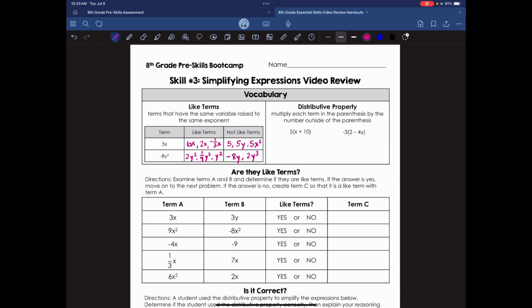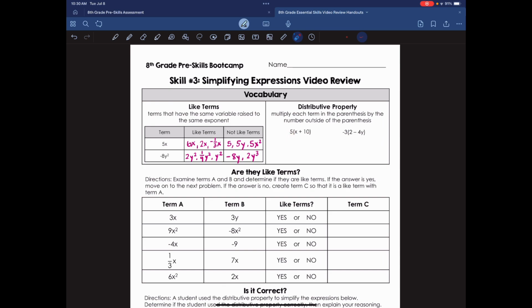The second big idea when we get into simplifying expressions is going to be the distributive property. So I know we've seen this before. We're just going to go over a few examples so that we make sure we know how to use it correctly. So the distributive property means we're going to multiply each term inside the parentheses. So we've got a term here of x and a term here of 10. So two terms in the parentheses are going to get multiplied by the number outside of the parentheses. So in this case, I'm going to multiply x and 10 by this value of 5.